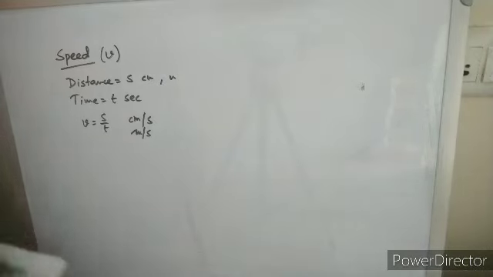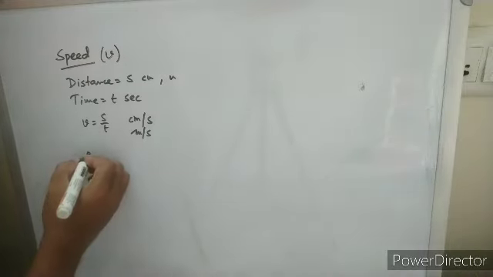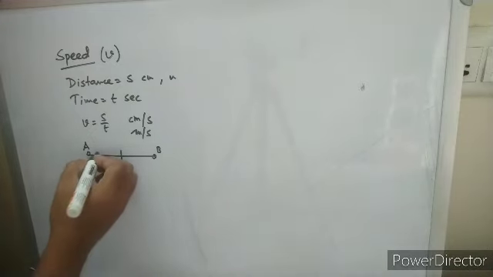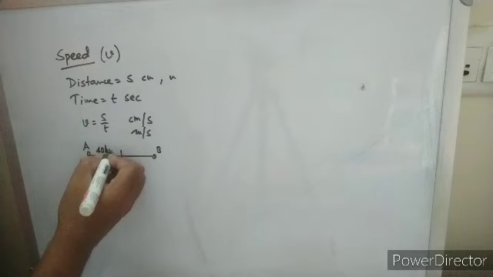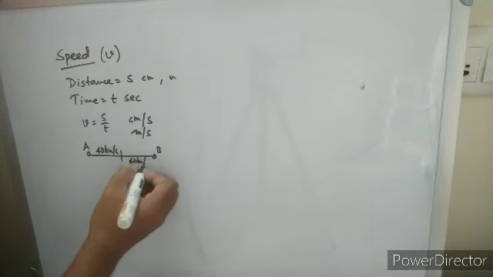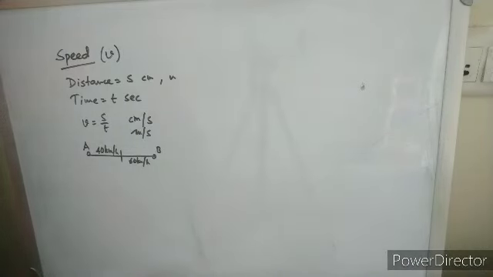Now one mathematical problem is very important regarding this speed chapter. A person starts from point A and reaches point B. During his journey, half of the distance he has covered at 40 km per hour speed, and the remaining part he has covered at 60 km per hour speed. You have to find the average speed of that person during his total journey. This is a very well known, very famous mathematical problem in the speed chapter.